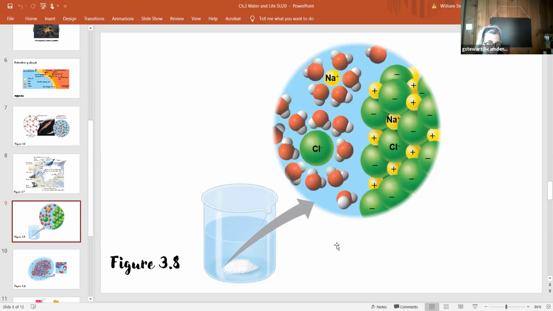Again, those of you that have had chemistry, you know that for each solid there is a solubility constant, and there's a requirement of how much water you have to put that into in order for it to dissolve.